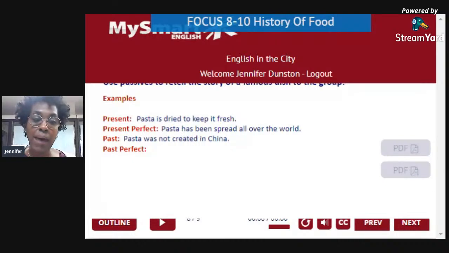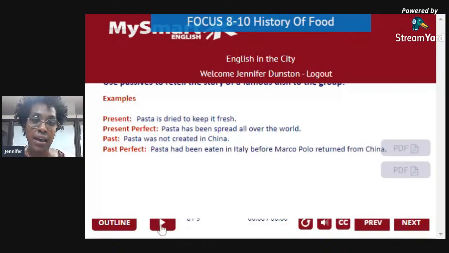An example of past perfect passive, pasta had been eaten in Italy before Marco Polo returned from China. These are just examples of different passive tenses. Now I'm going to show you a resource of a type of food, and we're going to talk about it together. Let me see if you can see that.